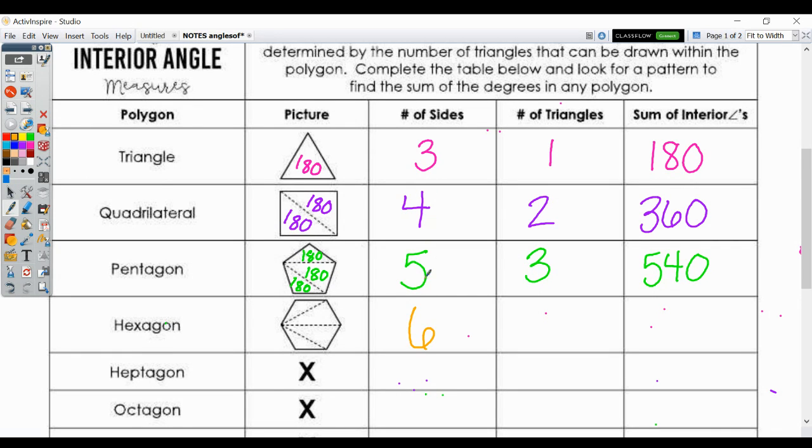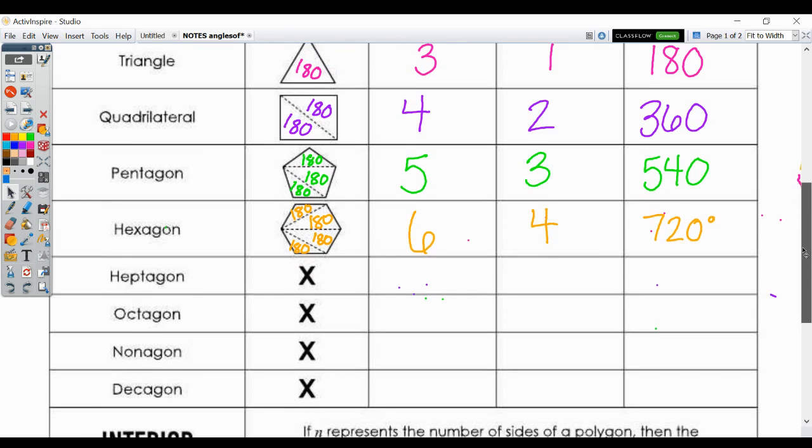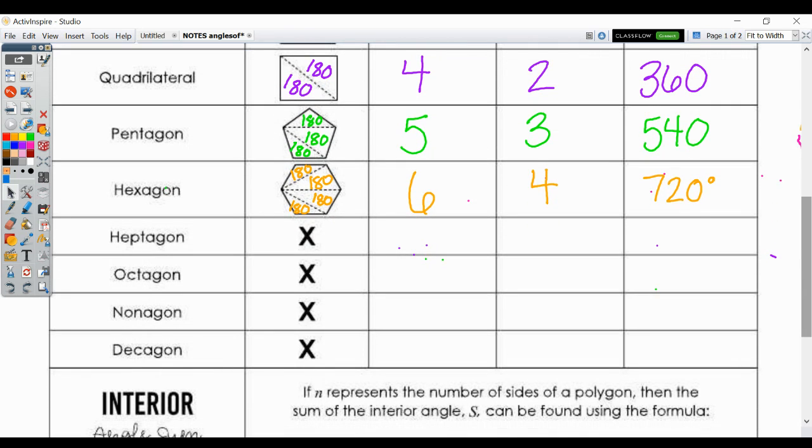Okay? A hexagon has six sides. And if you see, this is kind of making a pattern. We see that it's got four triangles inside of it. So just like with all the rest, if we had 180 degrees inside every single triangle and we added all of those together, that would bring us to a total of 720 degrees inside of that hexagon. All hexagons will have 720 degrees.